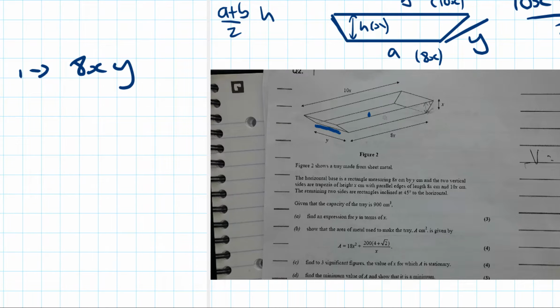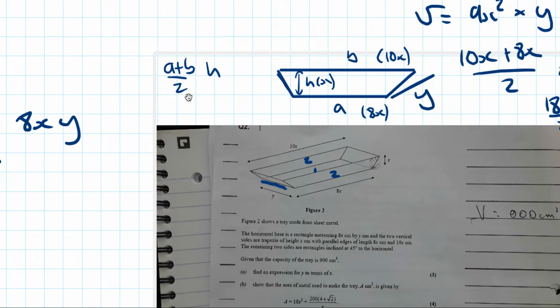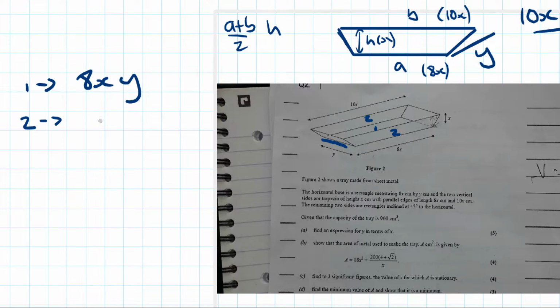We then also know that we've got the trapezia, which is on the side, so this is going to be shape 2. Shape 2 we've already calculated the area for, that's the a plus b divided by 2 times h, which we used for our volume, so that's going to be 9x squared, but we've got 2 of those, so we're going to times that by 2 because you've got 1 on either side. The last part that we have is going to be the rectangles which are angled at 45 degrees.